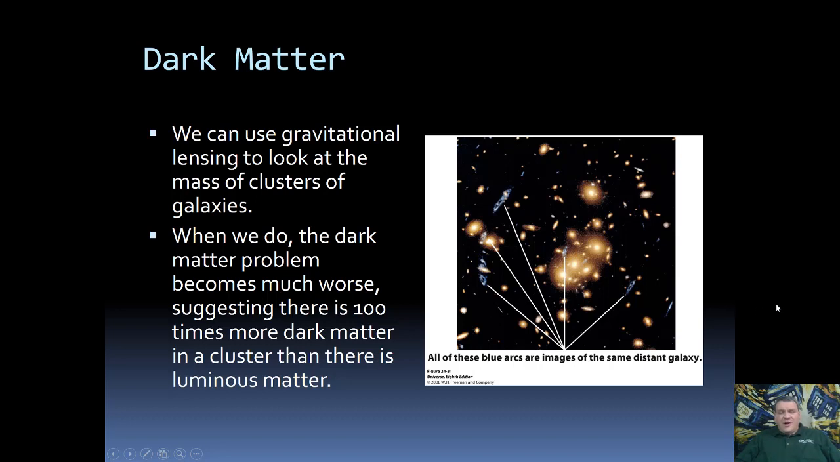When we do this, our dark matter problem doesn't go away. Instead, it actually gets worse. In this case, it's up to 100 times more dark matter than luminous matter. So on the scale of a galaxy, it's about 10 times. On the scale of a galaxy cluster, it's about 100 times more dark matter than the luminous matter we actually see.